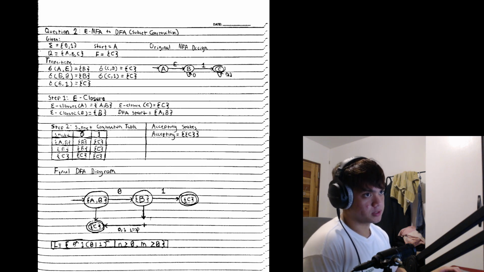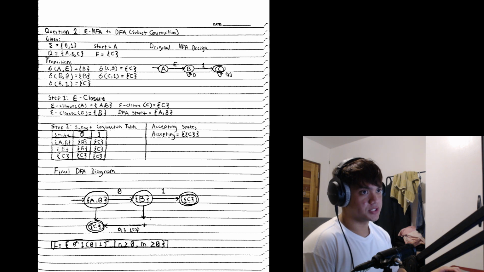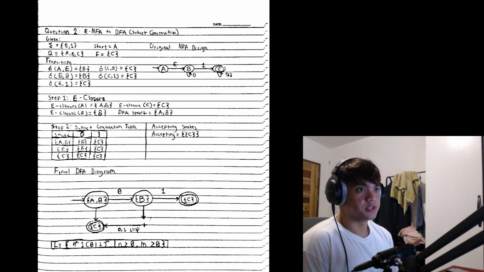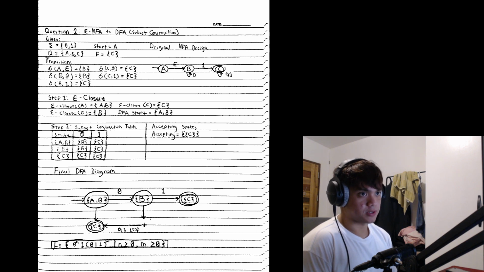Question 2. Epsilon NFA to DFA. Question 2 asks us to convert an epsilon NFA to a DFA using subset construction. The given epsilon NFA has alphabet 0, 1, 3 states A, B, C, start state A, and accepting state C. Transitions. A goes to B on epsilon, B loops to itself on 0, B goes to C on 1, and C loops to itself on both 0 and 1.